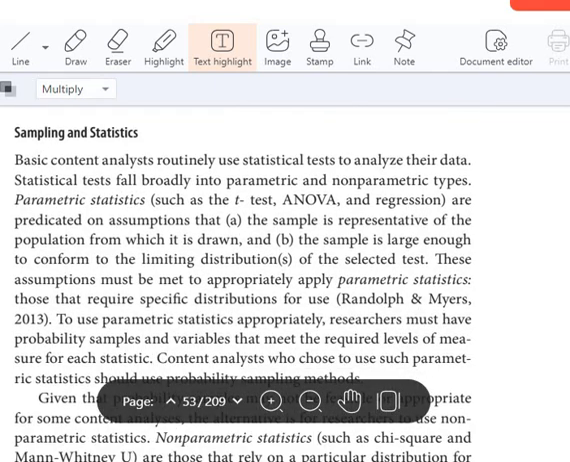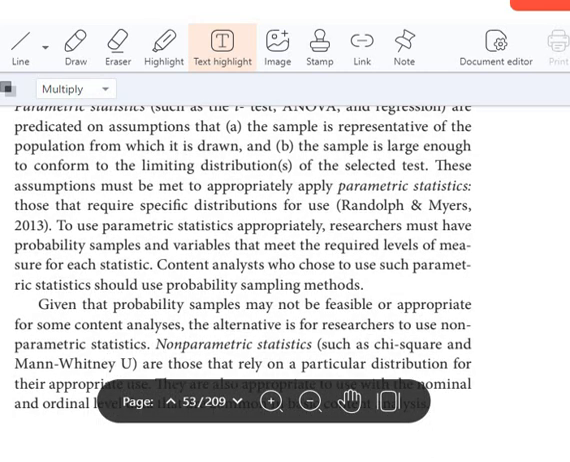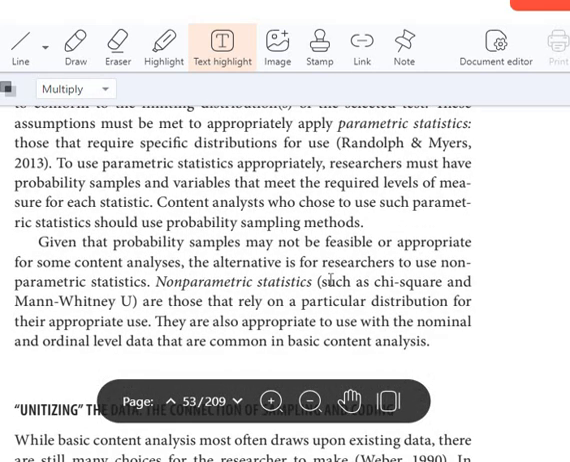Sampling and statistics. Here we're talking about parametric statistics like t-tests and ANOVAs. They require specific distributions and probability samples to apply. And here we talk about non-parametric statistics like the chi-square and the Mann-Whitney U, those that do not rely on a particular distribution for their appropriate use. They can be appropriate to use with the nominal and ordinal level data that are common in basic content analysis.